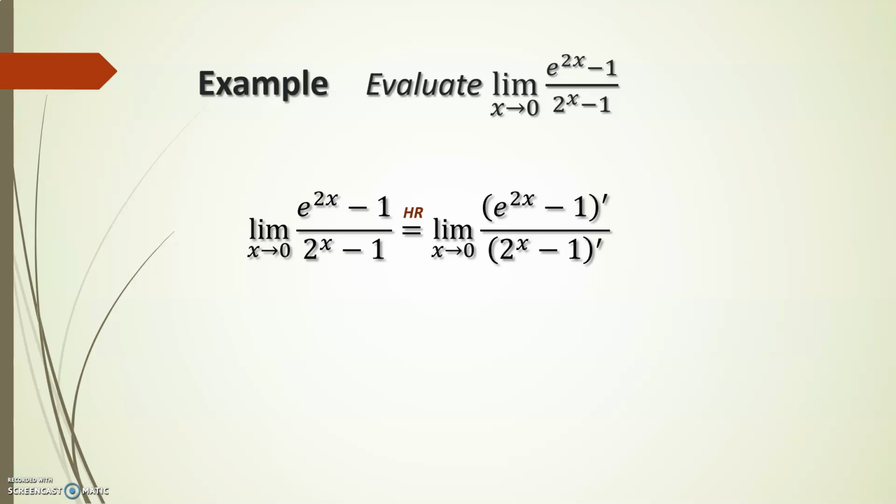So differentiating e to the 2x is e to the 2x times 2 because of the chain rule applied to 2x, and the derivative of 2 to the x is 2 to the x ln of 2, which is a basic exponential form a to the x. In both cases, the derivative of 1 became 0. We're now set to reevaluate this new limit with x going to 0, and a determinate form 2 over ln of 2 is obtained.